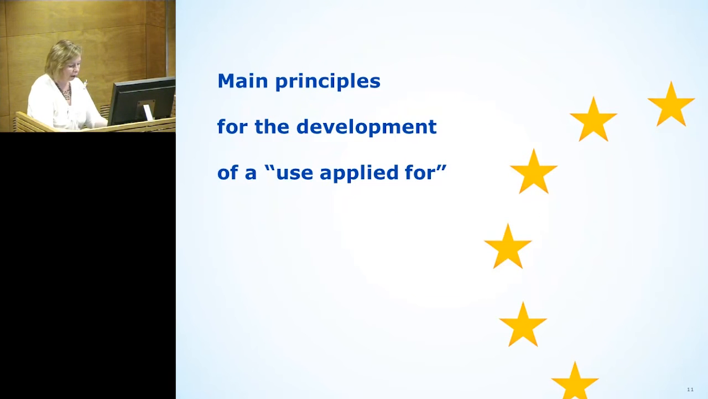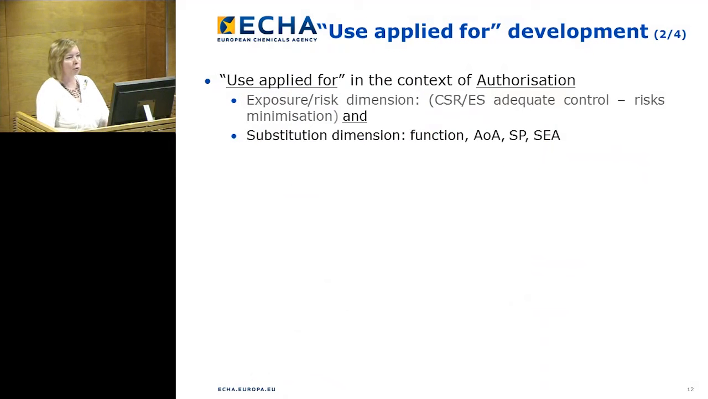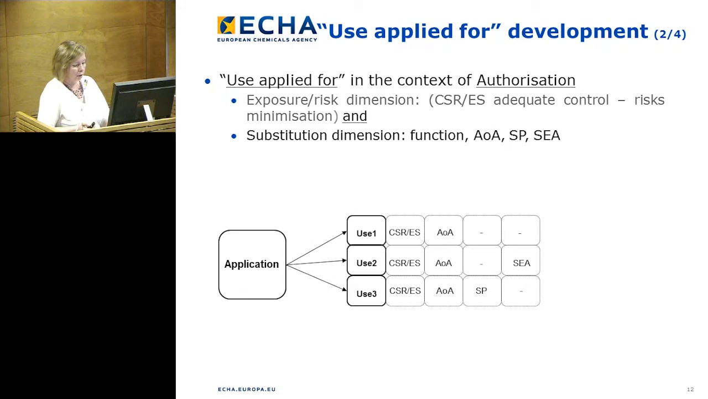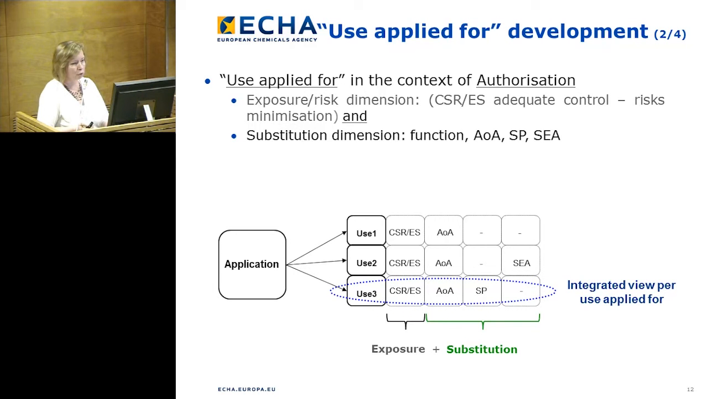How to develop the use applied for? Well, in the context of authorization, it includes exposure and risk dimension, and substitution dimension. That's the main difference between the use applied for and identified use, because identified use does not cover the analysis of alternatives, substitution plan, and socioeconomic analysis. So we can see that the application would present the use for which there is a CSR, there is analysis of alternatives, substitution plan, and socioeconomic analysis. So we have exposure and substitution elements. And all elements are in each use application. So each analysis of alternatives would be prepared for individual uses.